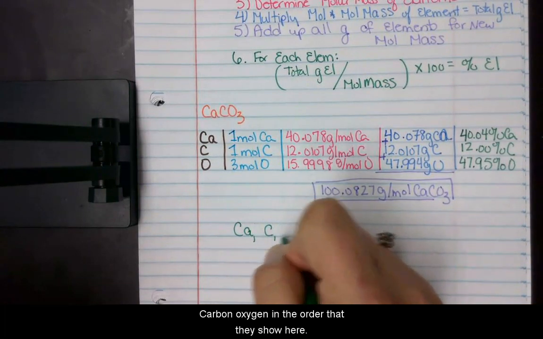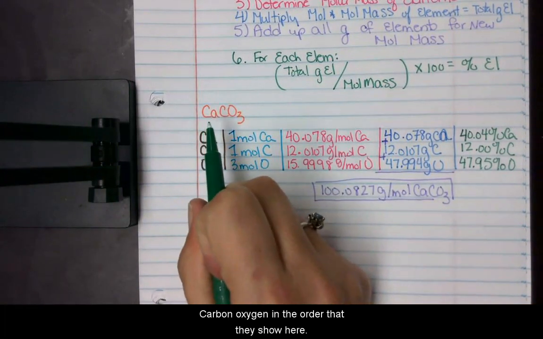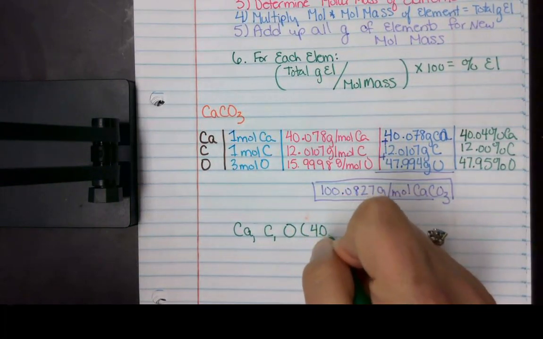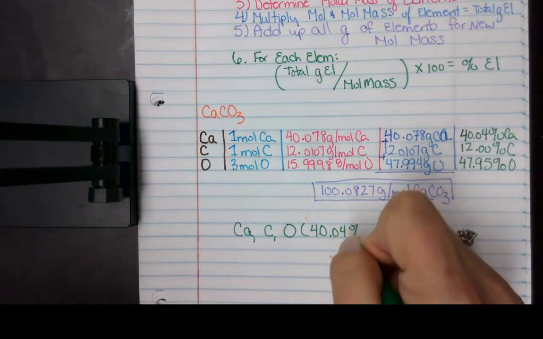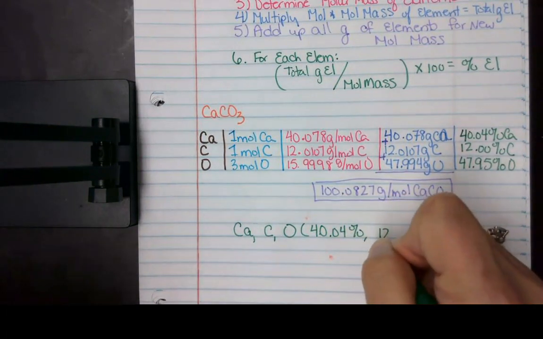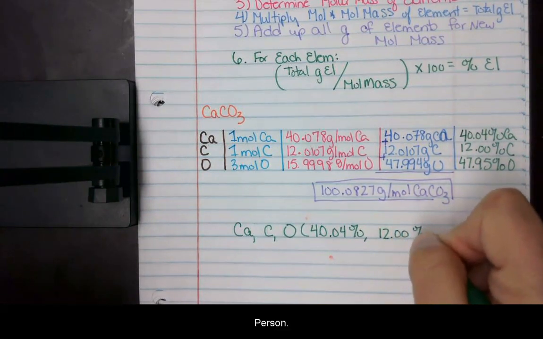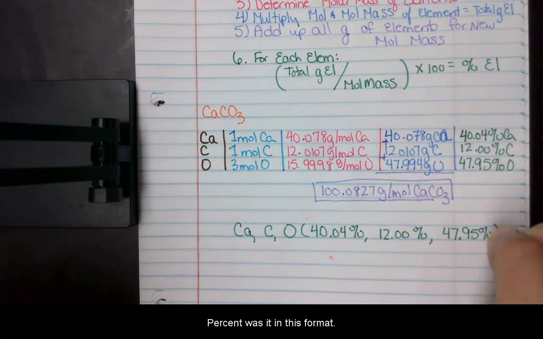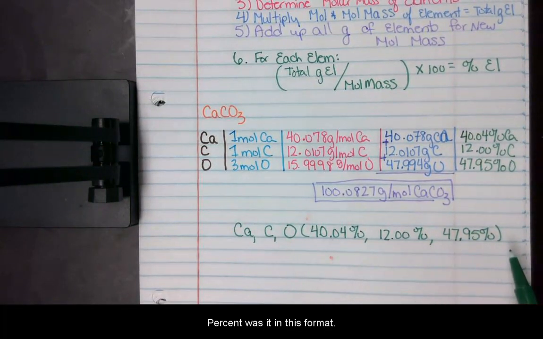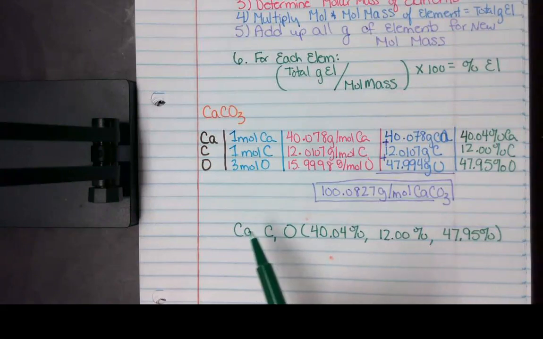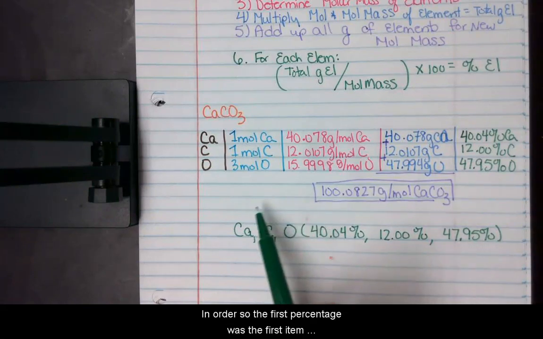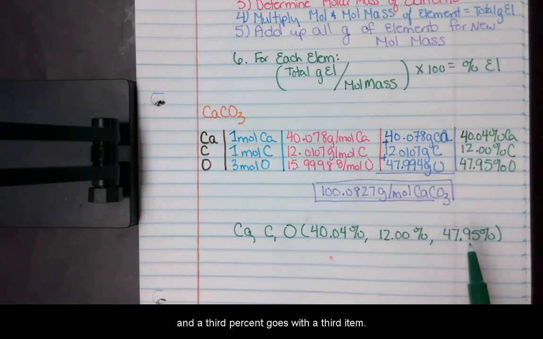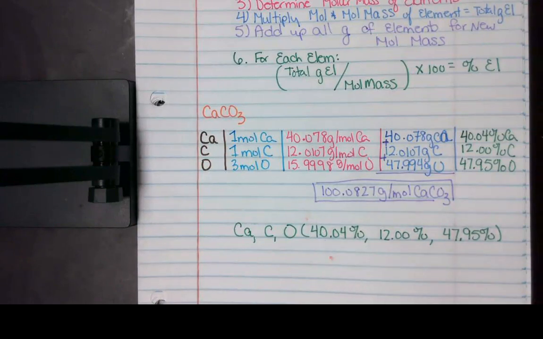calcium, carbon, oxygen. You write it in the order that they show here, and that would be 40.04%, 12.00%, and 47.95%. If you ever see it listed in this format, it goes in order. So the first percentage goes with the first item listed, the second percent goes with the second item listed, and the third percent goes with the third item listed.